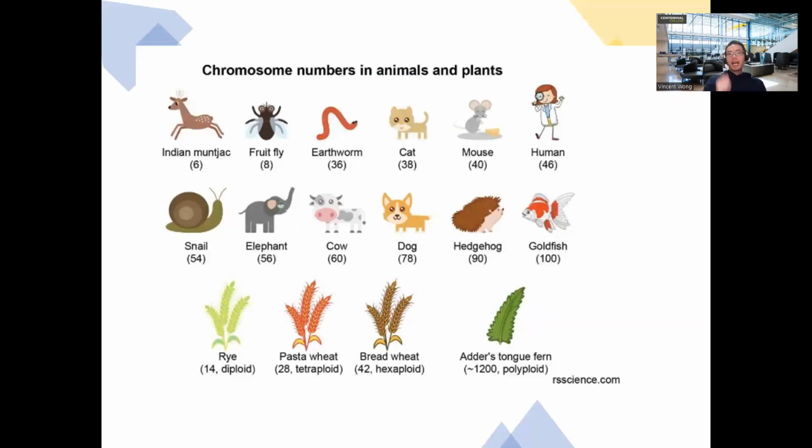Size does not correlate with the number of chromosomes. We have organisms that are much smaller than us, right? Hedgehog and goldfish. They have way more chromosomes than us. There's no correlation between size and the number. It's just that sometimes they might have filler genetic material that doesn't really do anything, right?